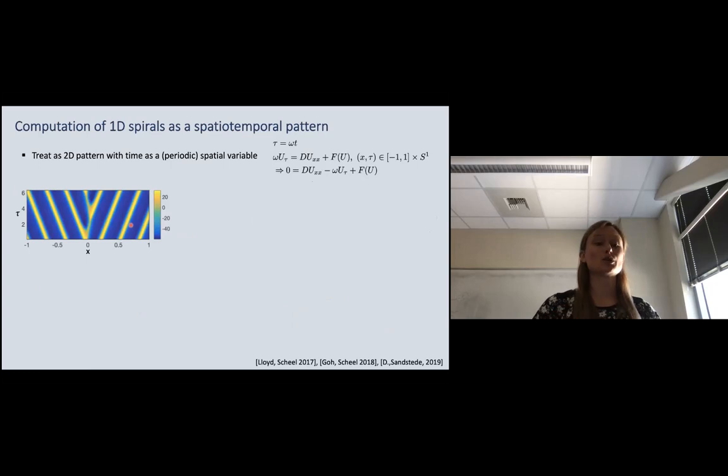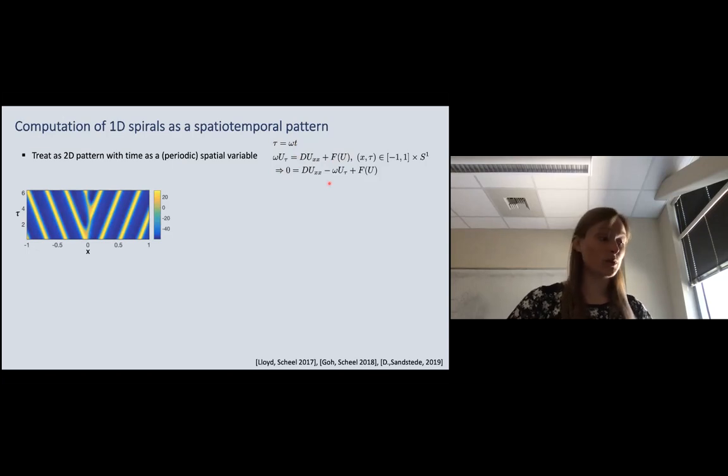Again, we're treating it as a two-dimensional pattern in time and space, and we're going to treat time as essentially a periodic spatial variable. So what we're going to do is rescale our time by the frequency omega so that it can be 2 pi periodic. Then we can take our reaction diffusion equation and rewrite it as an equilibrium problem, so that this 1D spiral is the equilibrium solution to this equation.